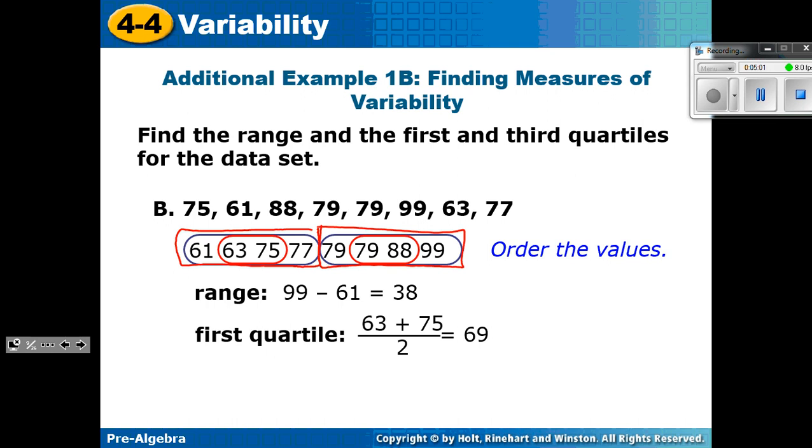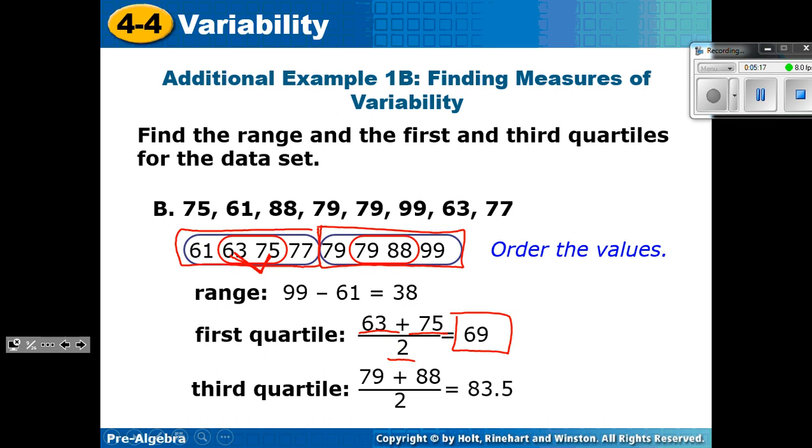So here's your bottom half, and you've got no clear middle there either. So you're going to have to find the middle of that. 63 plus 75 divided by 2 is going to give you 69 for your first quartile. And then for your third quartile, same idea. The middle of the top half is going to be 83.5.